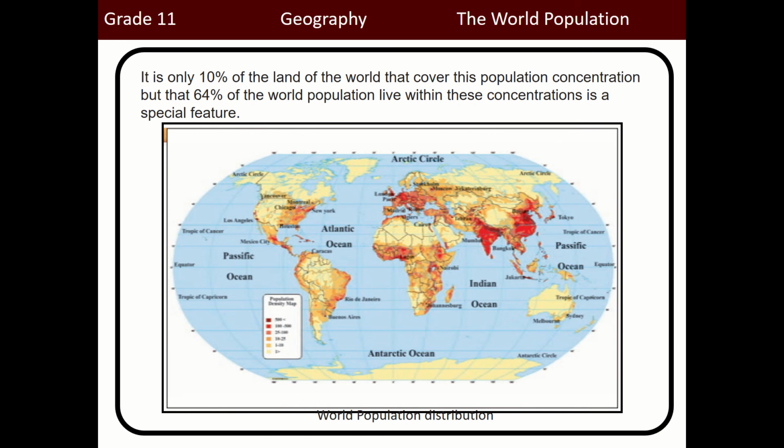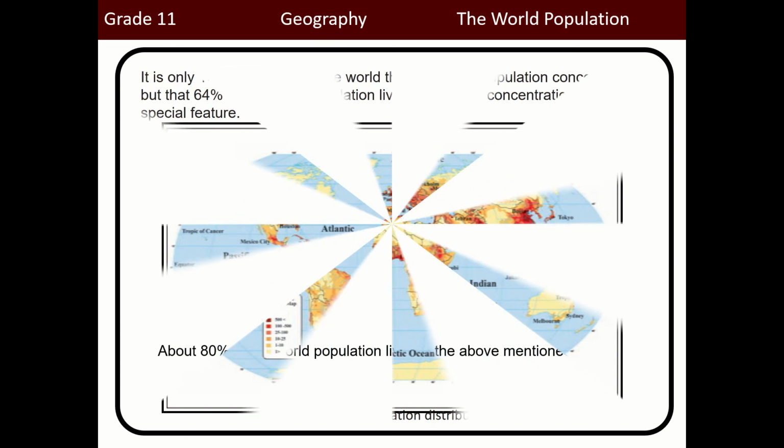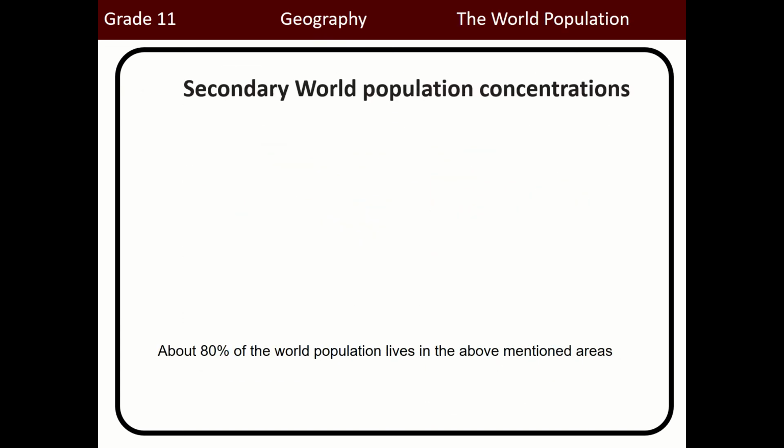Now children, look at this map. The densely populated regions are clearly visible in darker shadings of red, and sparsely populated regions are in lighter shadings. Secondary world population concentrations.